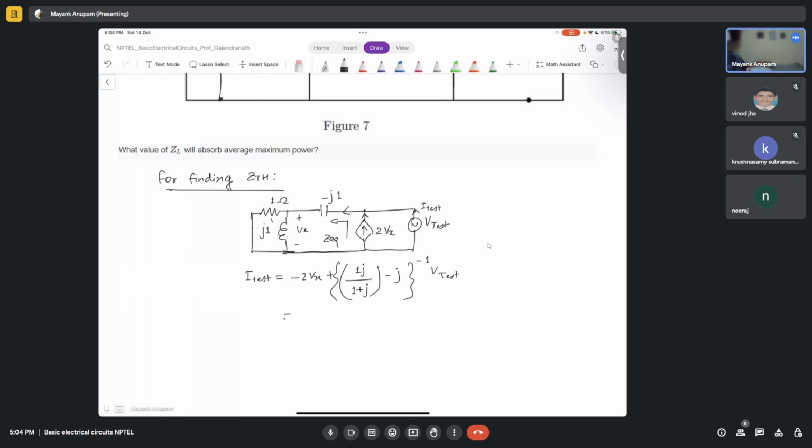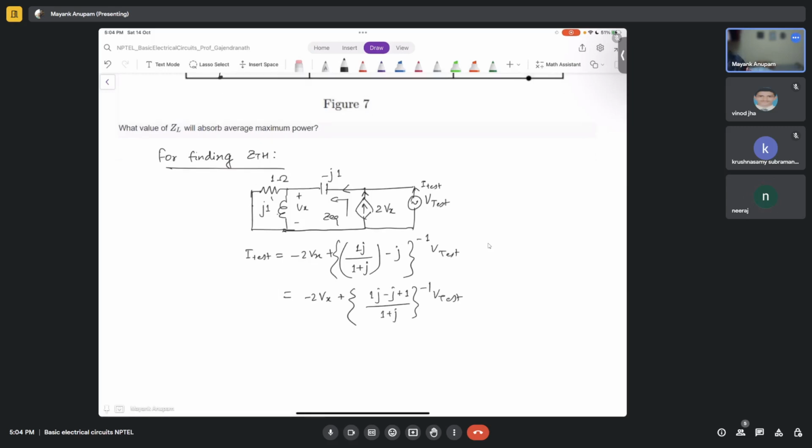So it is minus 2Vx plus, and this will be how much? So 1J minus J and plus minus J is again 1, right? 1 plus J, inverse of this times V test, and that is I test. So this is minus 2Vx plus 1 plus J divided by, then this cancels, so it will be 1 times V test. Now we have to find out what is Vx.